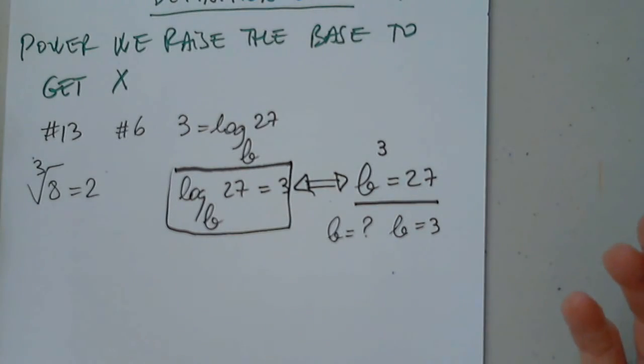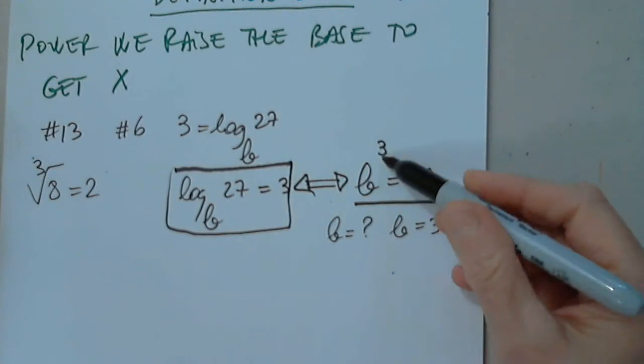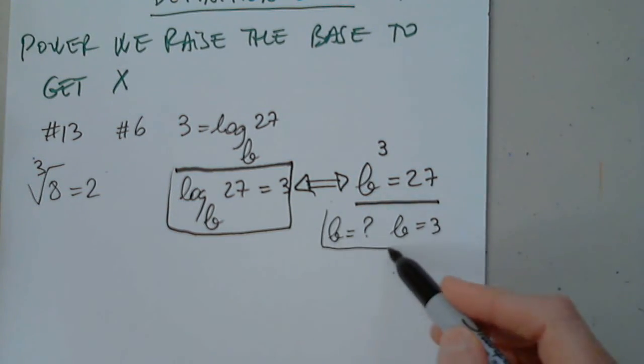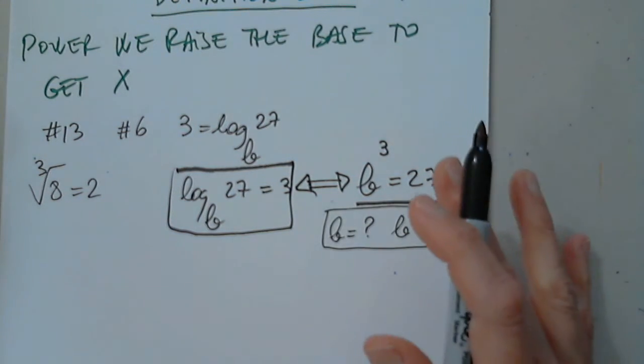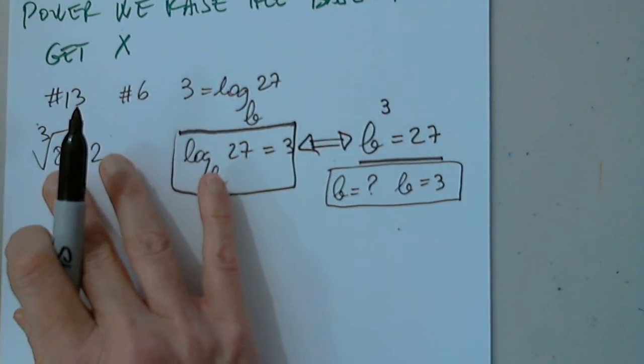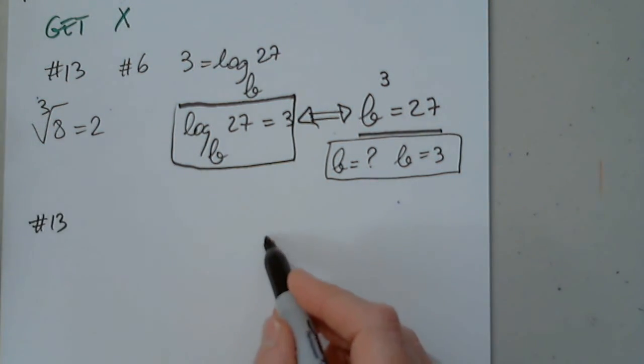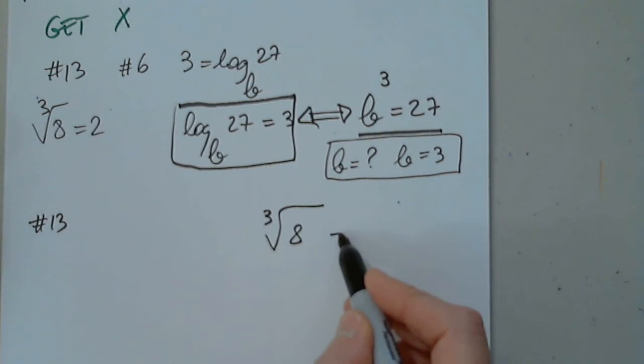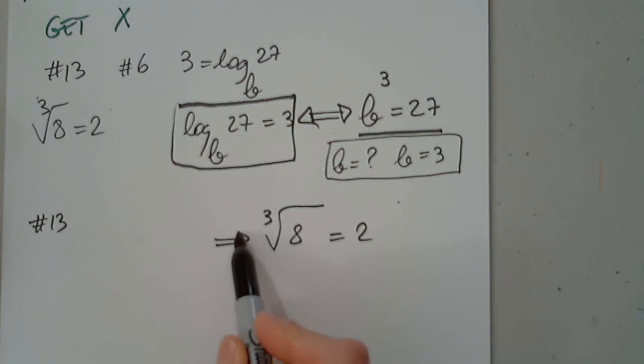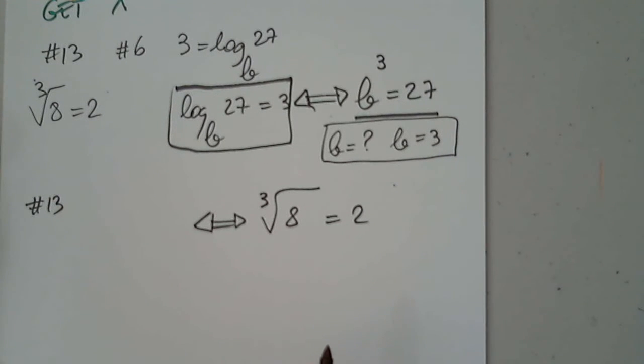They will not have inverses if they weren't. So 3 to the 3rd is 27. Again, this is an extra question. This was not asked. Okay, now let's look at this. For 13, I am given the cube root of 8 equals 2. So I have to come up with the log equation.